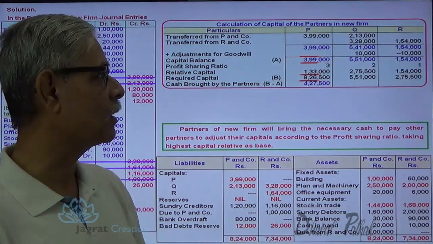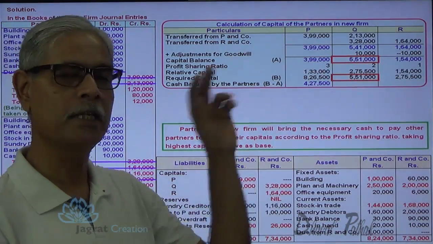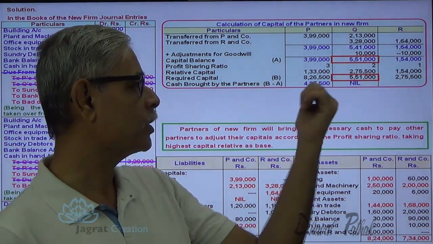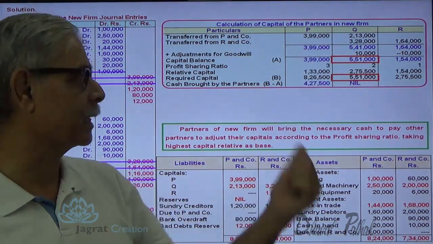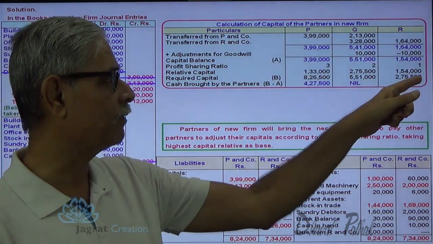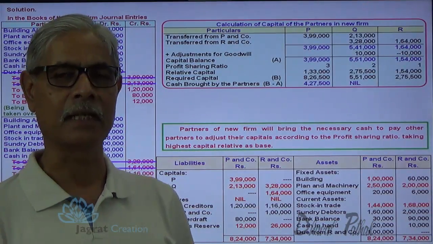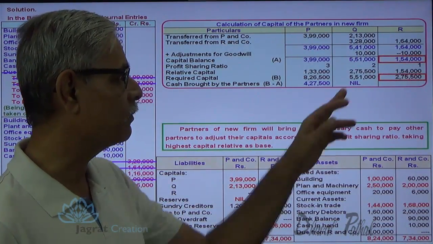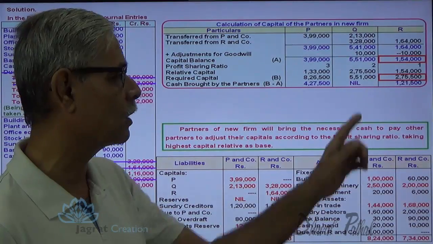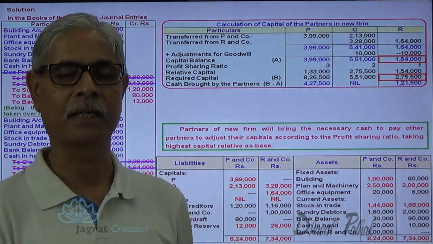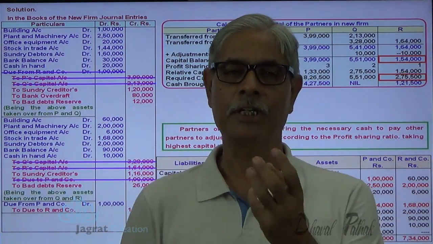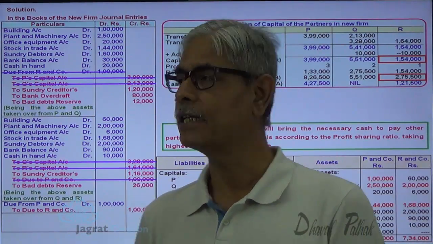Here 5,51,000 and 5,51,000. Q is not required to bring anything additional because his capital is considered as the norm. And for R, 1,54,000 and 2,75,500 is the required capital. So 2,75,500 minus 1,54,000, 1,21,500 is the capital required to be brought. Cash is required to be brought by these two partners.